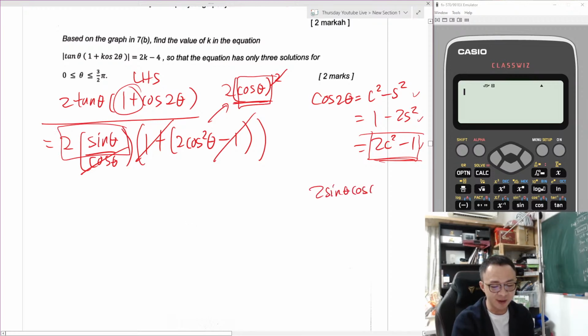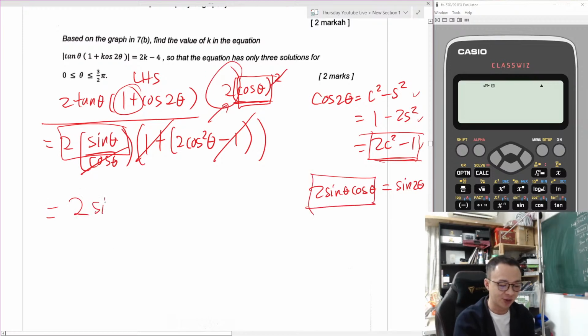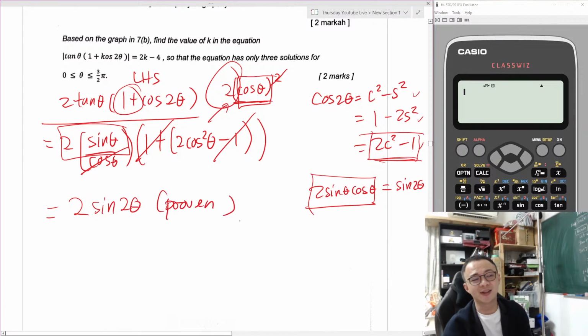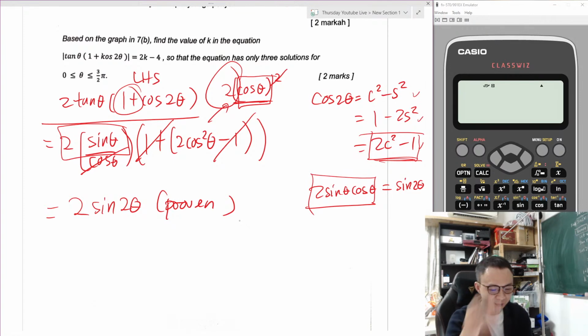And then 2 sine theta cos theta is basically 2 sine theta cos theta. You should know this is the double angle for sine, isn't it? Sine 2 theta. And then I have one more 2. So therefore, this 2 is from the sine 2 theta formula. So it's 2 sine 2 theta. Proven. Okay, this is how we prove this one. I would not say this one is really hard. Actually, in fact, it's quite easy if you understand what is going on here.